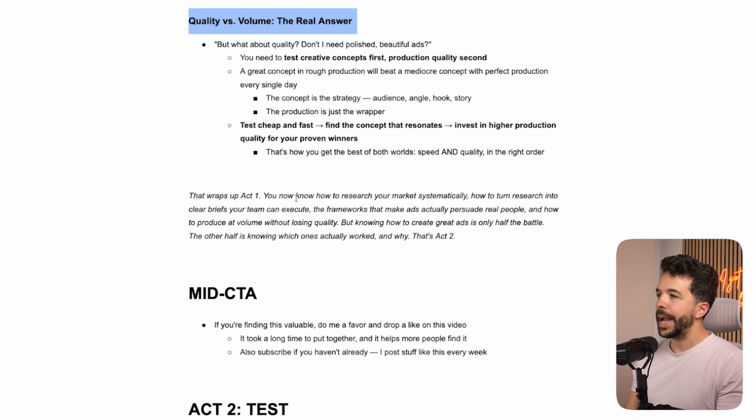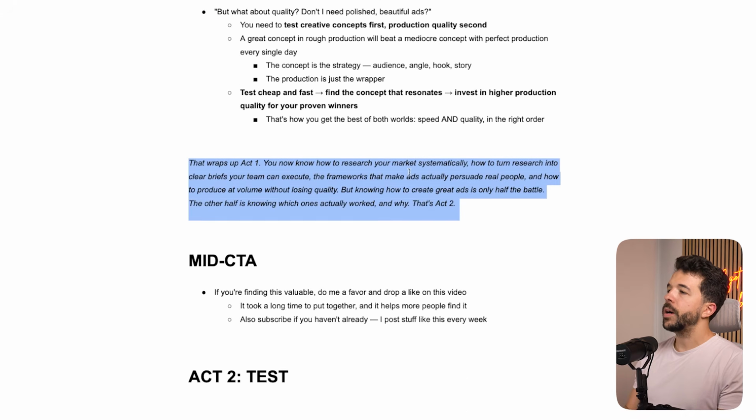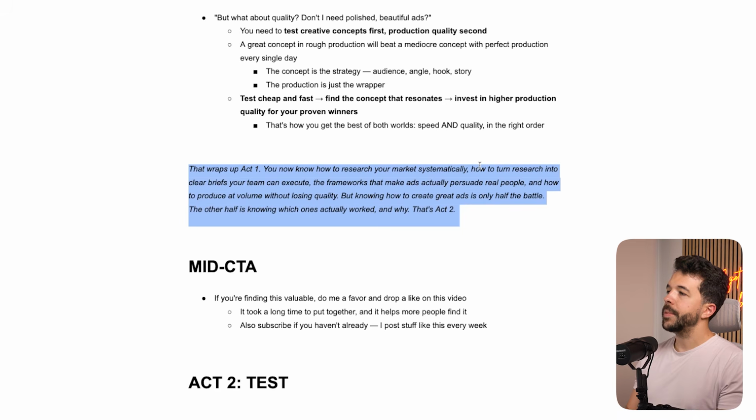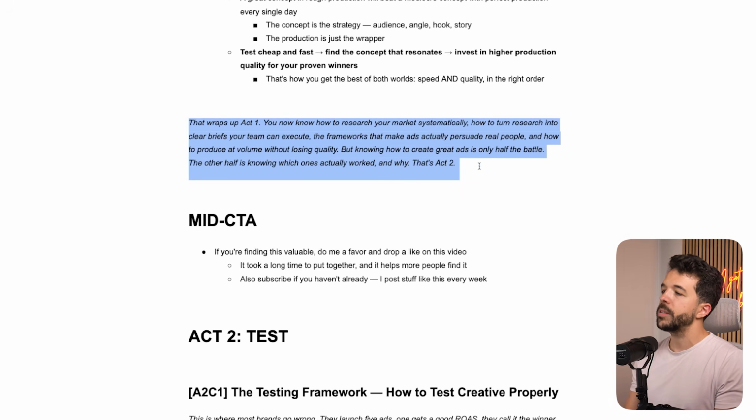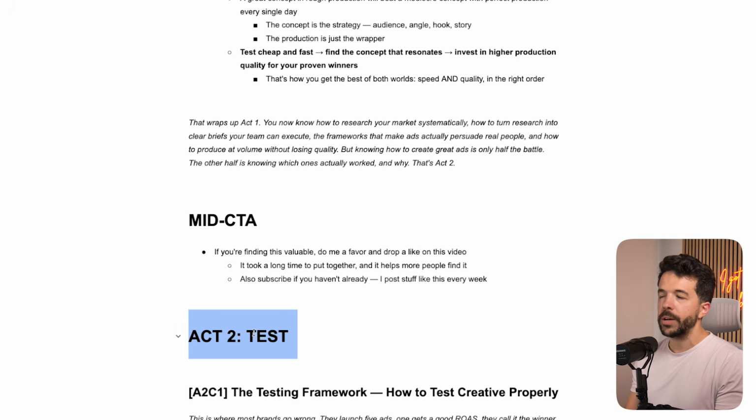And this is it for Act 1. You now know how to research your market systematically, how to turn research into clear briefs that your team can execute, the frameworks that make ads actually persuade real people, and how to produce at volume without losing quality. But knowing how to create ads is only half the battle. The other half is knowing which ones actually worked and why. And this is what we're going to talk about in Act 2, which is all about testing.